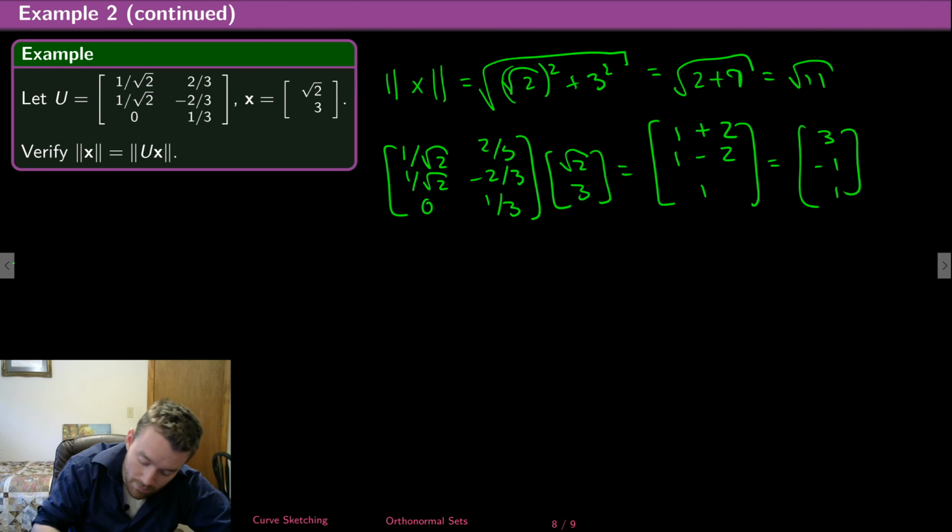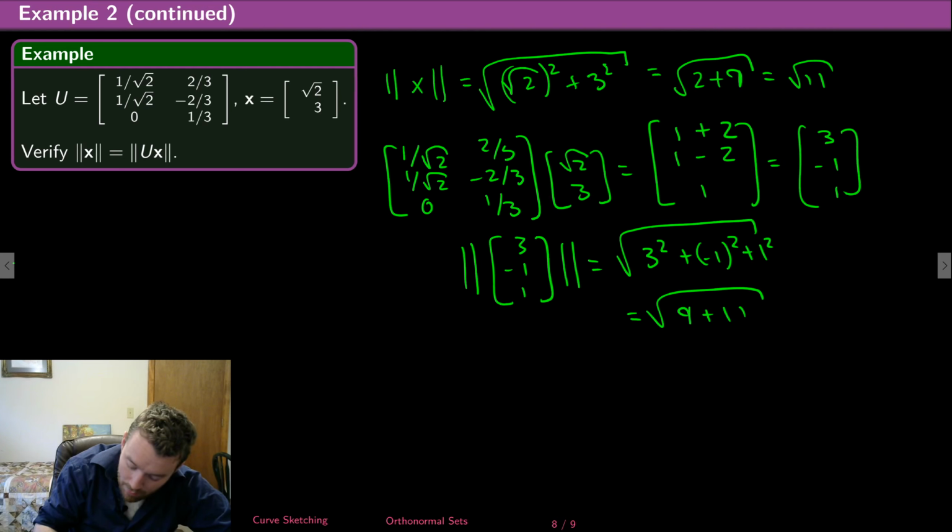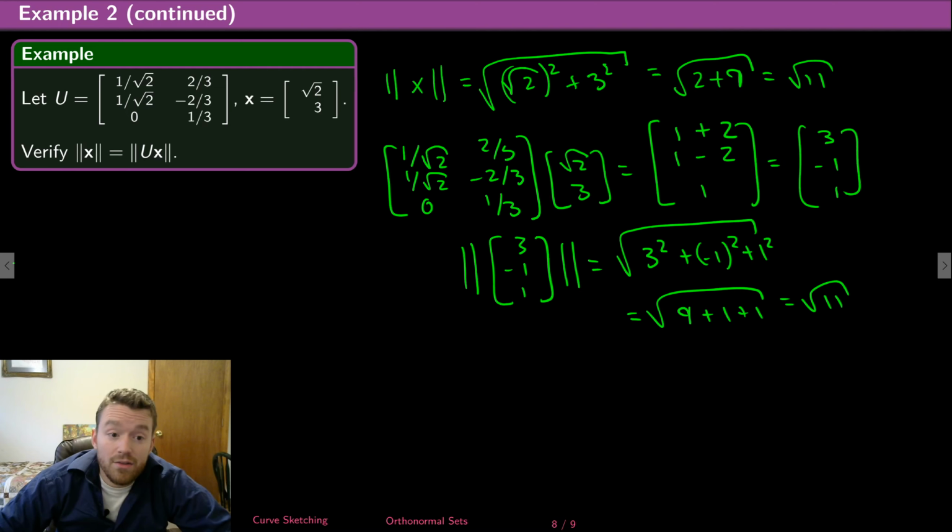So let's check its norm. The norm of 3, negative 1, 1 is equal to the square root of 3 squared plus 1 squared plus 1 squared. And so this is, again, 9 plus 1 plus 1, and so that's the square root of 11. And so you see that U, if it was a matrix transformation from R2 to R3, doesn't change the norm of a vector.